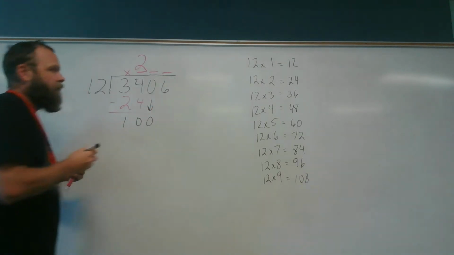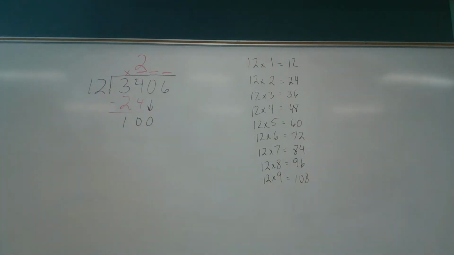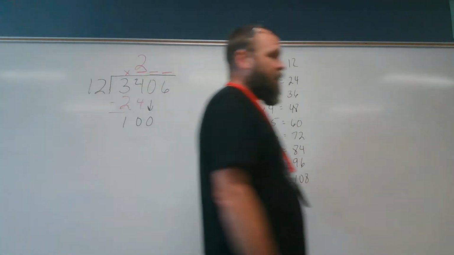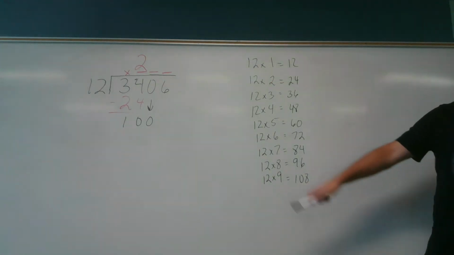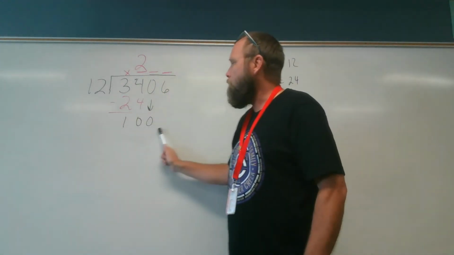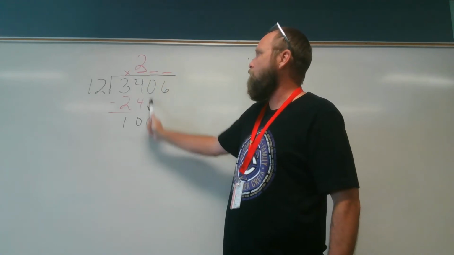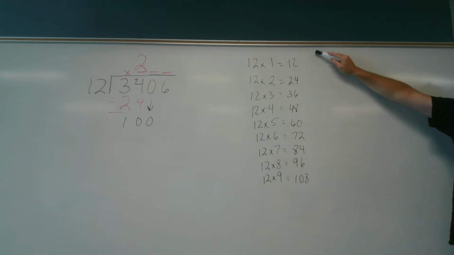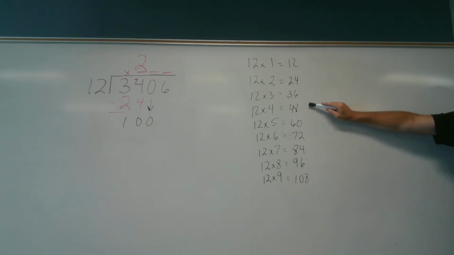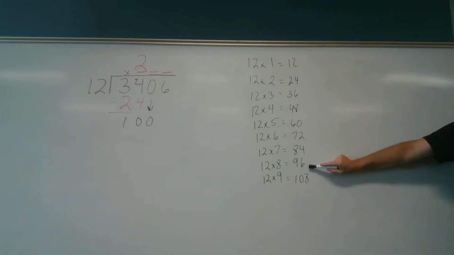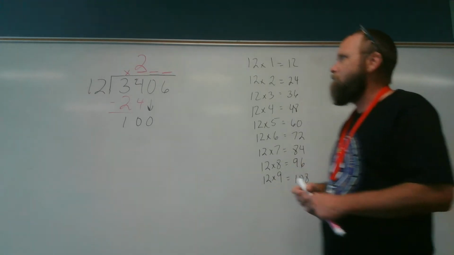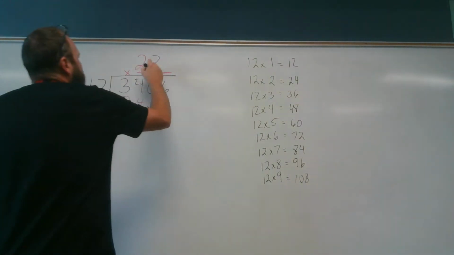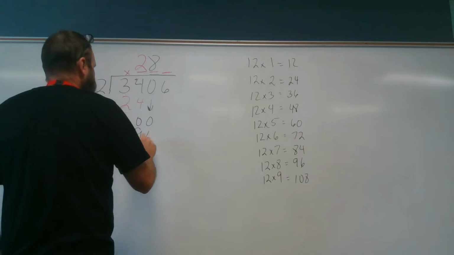Now I have to bring down the 0. I have to figure out how many times 12 goes into 100. It's going to go directly above this 0, because that's how it's lined up. I need to look at my list of multiples and get as close to 100 as I can without going over. 8 it is, because 8 times 12 is 96.